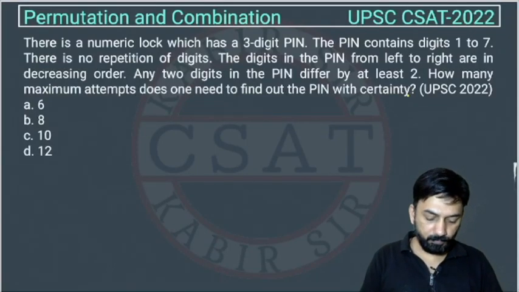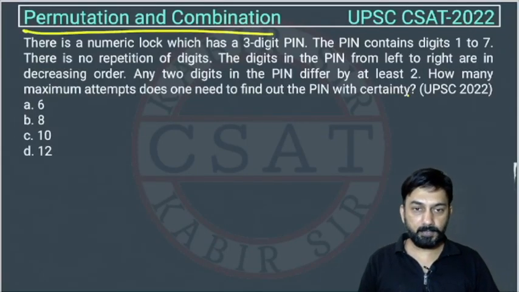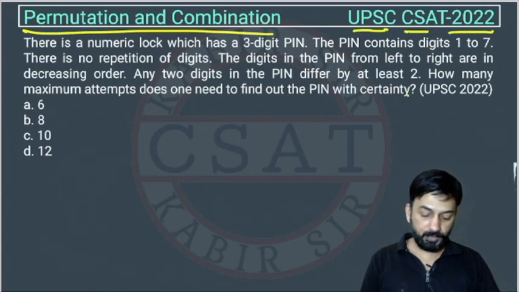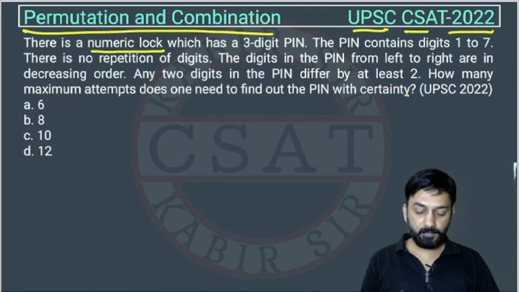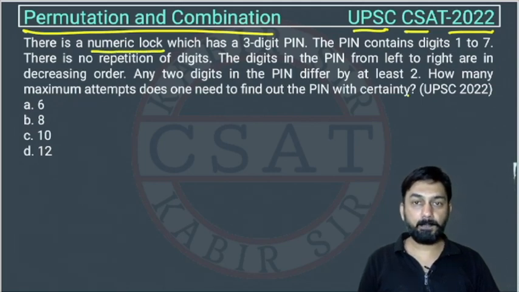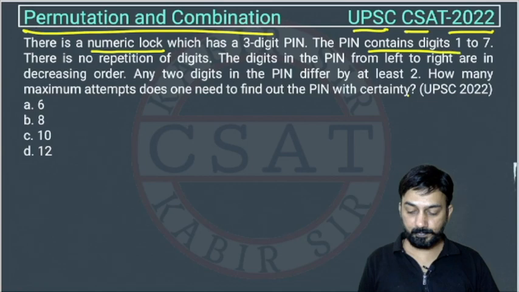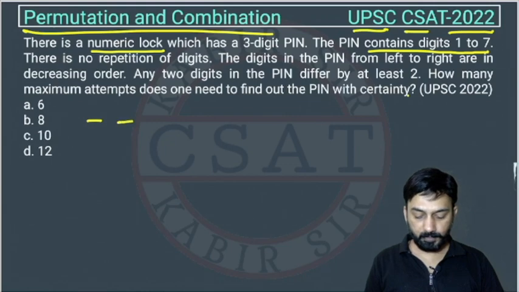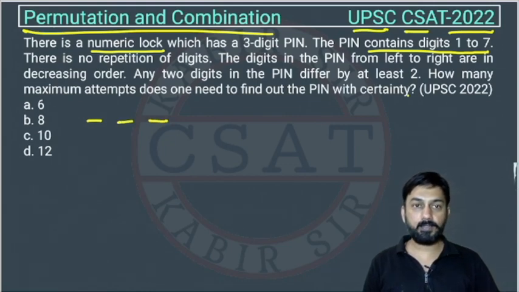This is a question from the Permutation and Combination chapter asked by UPSC in their CSAT paper of 2022. There is a numeric lock which has a 3-digit pin. The pin contains digits 1 to 7. So there is a lock, and to open it we need to use one pin, and this is a 3-digit pin.